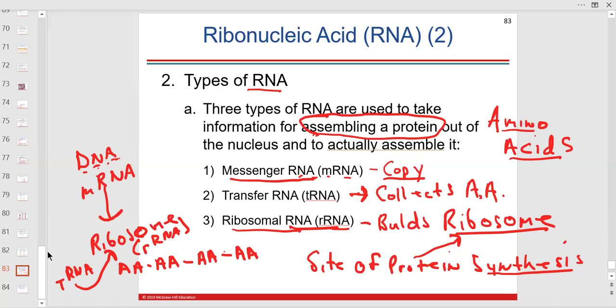All right. So if you get a bunch of these, or if you get 20, you can call it a polypeptide, which is the building block for protein. So the peptide bonds. So you're building proteins on the ribosome in the cytoplasm. So that's a little foreshadowing to where we're going.